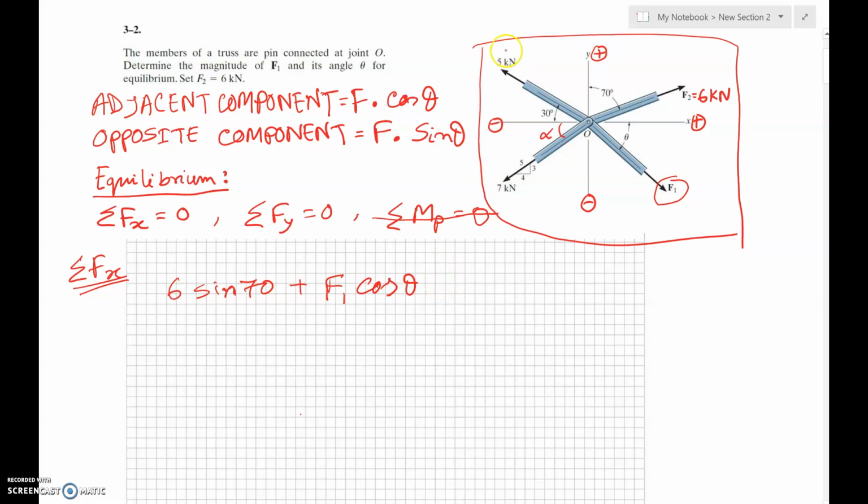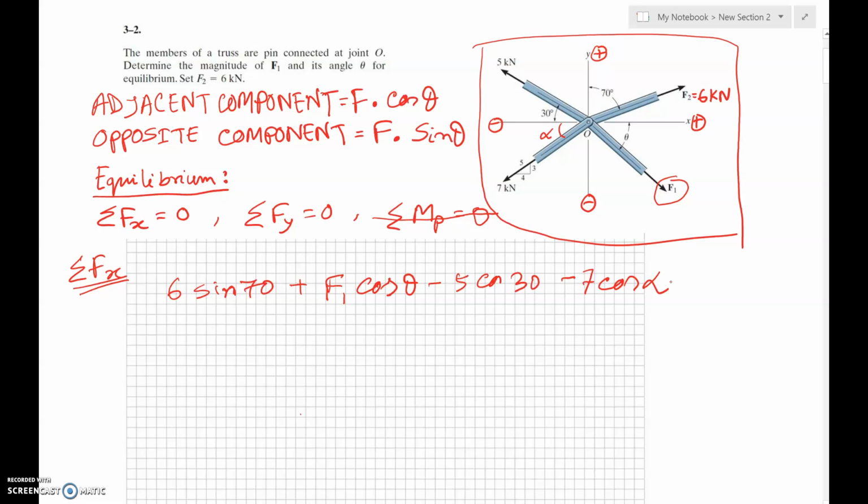Now let's consider this 5 kilonewton. The component in x direction is in the negative side, so this will be negative 5, and the angle is in the adjacent side, so it is cos 30. For this 7 kilonewton, it's also in negative direction, 7, and if we consider this angle as alpha, as it is in the adjacent side, we can write cos alpha.